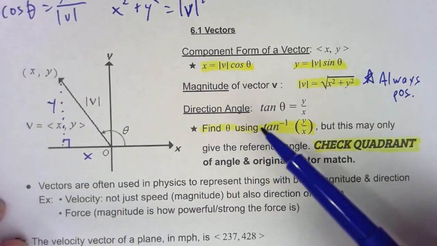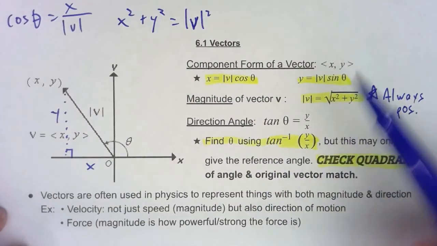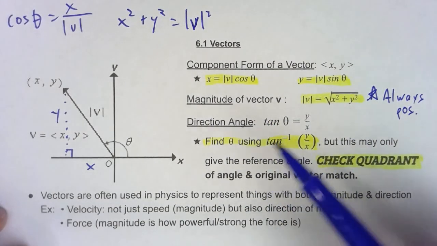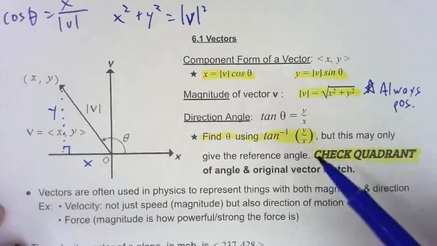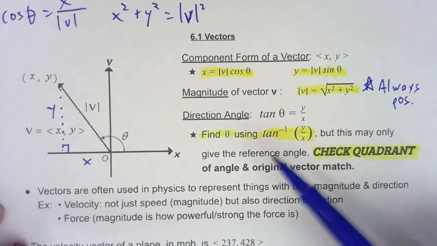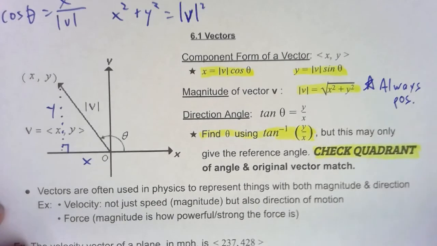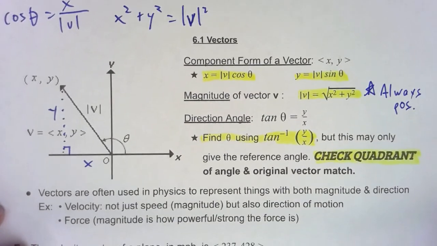And then for the direction angle, there's lots of things that you could use that involve theta, but we usually want to find theta just based on the y and the x. And so we're going to use tangent for that. And we've got this note here. We're going to have to check quadrant. We're going to have to talk about that a little bit more coming up.